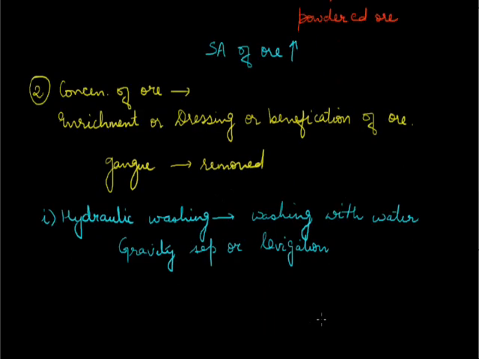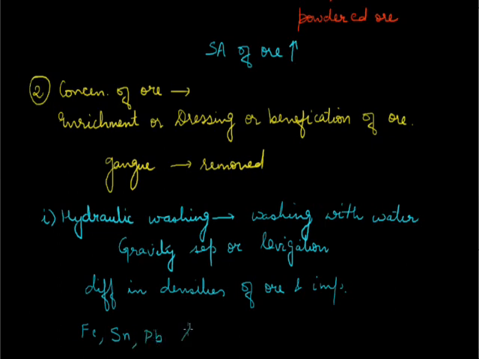Now the principle of this method is that it is based upon the difference in, this is very important, difference in the densities of ore and impurity. So this method is basically adopted for the concentration or the purification of those ores which are heavier than the impurities associated with them. So there is a difference in the density of ore and impurity. Ores of metals like iron, tin, lead are very heavy, while the impurities associated with them are light. So there is a difference in density, and generally the ores of these metals are concentrated by this method, hydraulic washing.